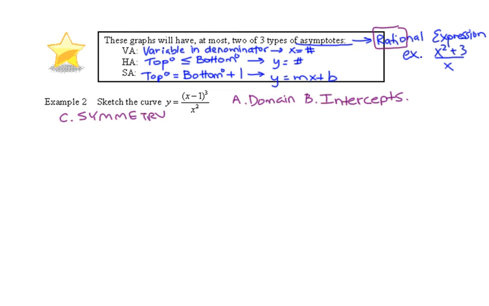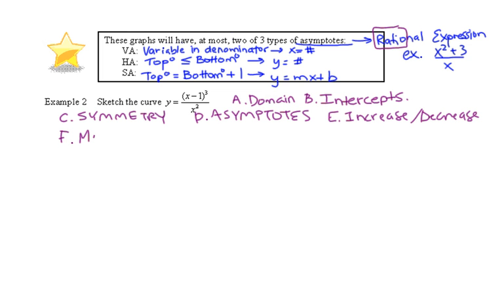I have paper. You don't have to write this down unless you want to. We're going to do asymptotes. We have to do increase, decrease. If you wanted to work ahead, then you know what I need to see. Increase, decrease, max, min points, concavity, and inflection points, and then graph it.